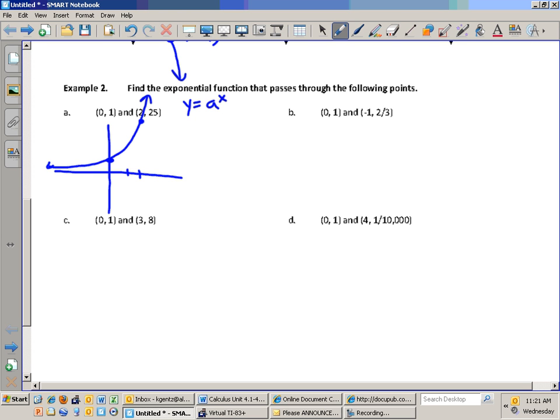Well, let's think about it, okay? First of all, is a going to be greater than 1 or less than 1? It'll be greater than 1. And I'm going to use this point 2, 25. 2 is the x value, 25 is the y value. So 25 equals some number a to the second power. What would a be? A is 5. So what's the equation for my function? Y equals 5 to the x power.